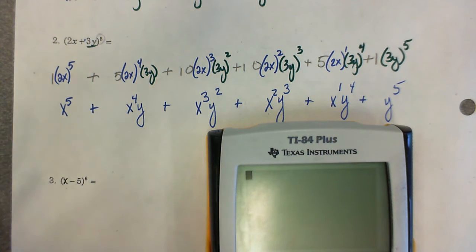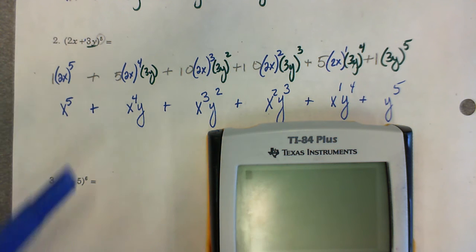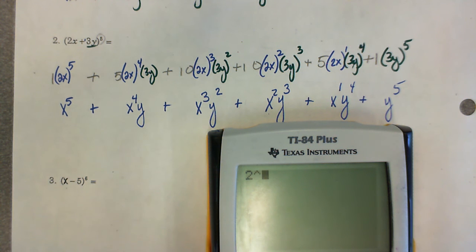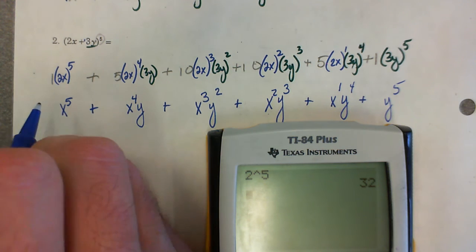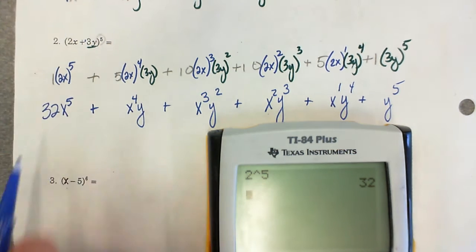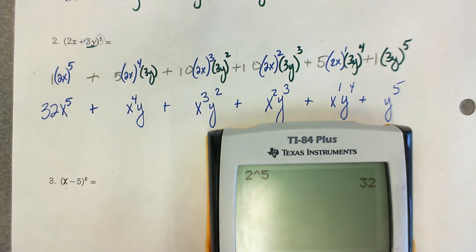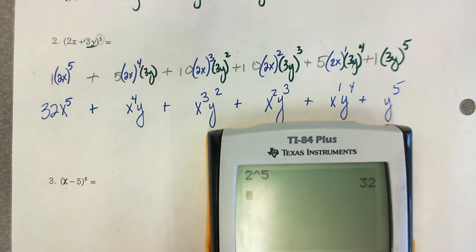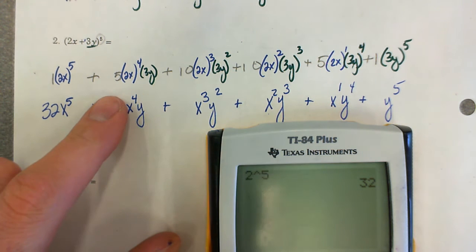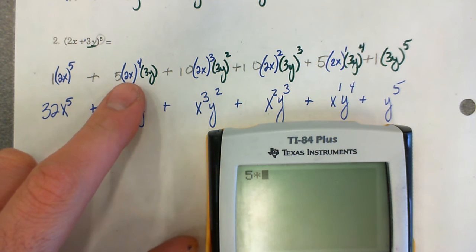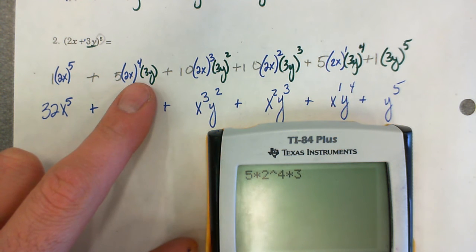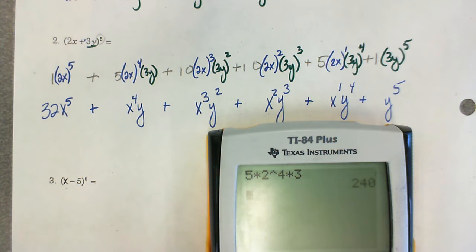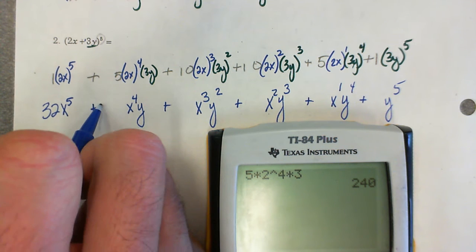On this first one, we see that this is 2 to the 5th power. So this is actually 32 times 1, which is just 32. Because this is 2x all raised to the 5th power, so you have 5 2's that are also being multiplied together, and then they're multiplied by the 1. Now the next one is 5 times 2 to the power of 4 times 3, or 3 to the 1st. So we multiply that out, and we get 240.